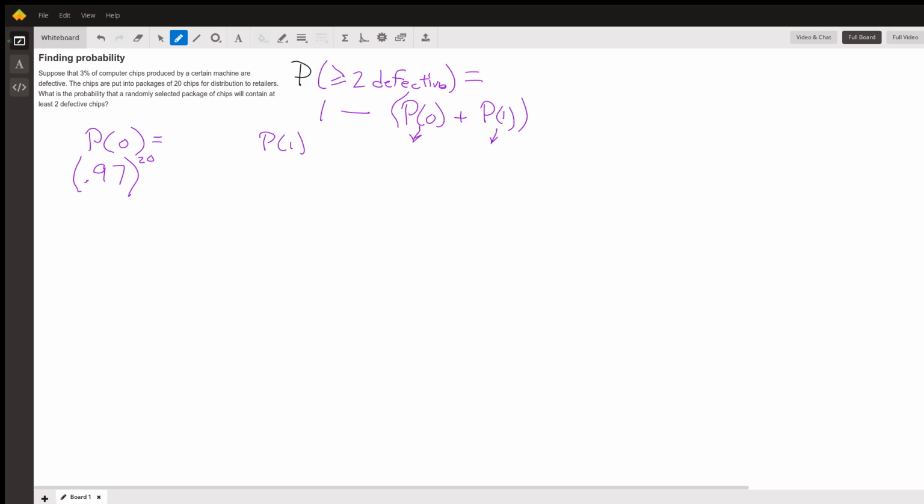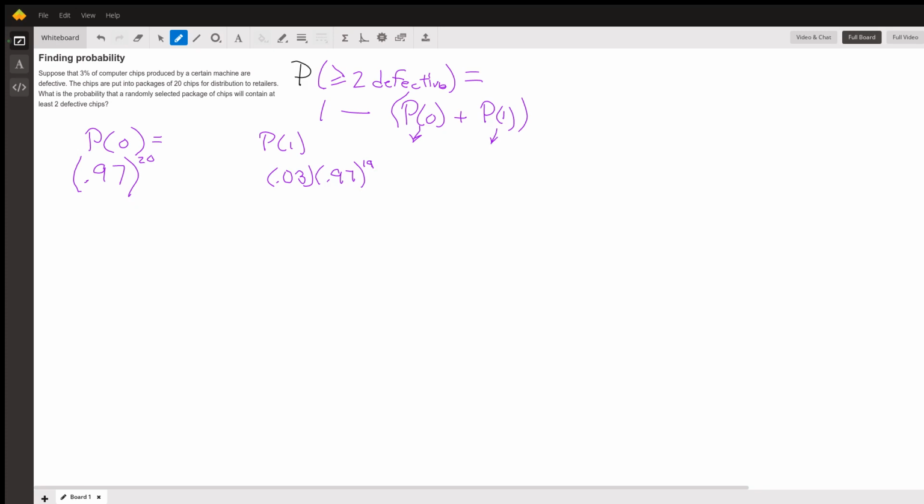But first of all, we're going to think about that first chip. So the probability that the first chip is defective is 0.03, 3%. So if that first chip is defective, then the next 19 all have to be fine. And you can guess the probability that the next 19 are fine is 0.97 to the 19th. But the fact is, this just covers the scenario of the first chip being defective and the next 19 fine. That's only one of the ways you can have one defective chip.